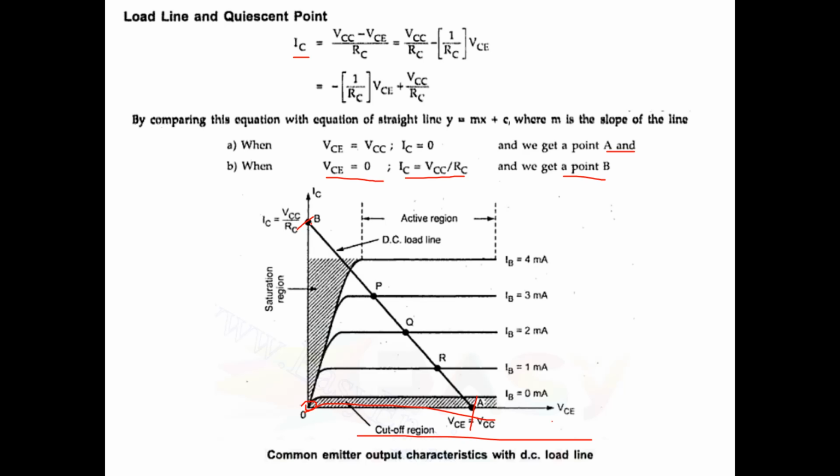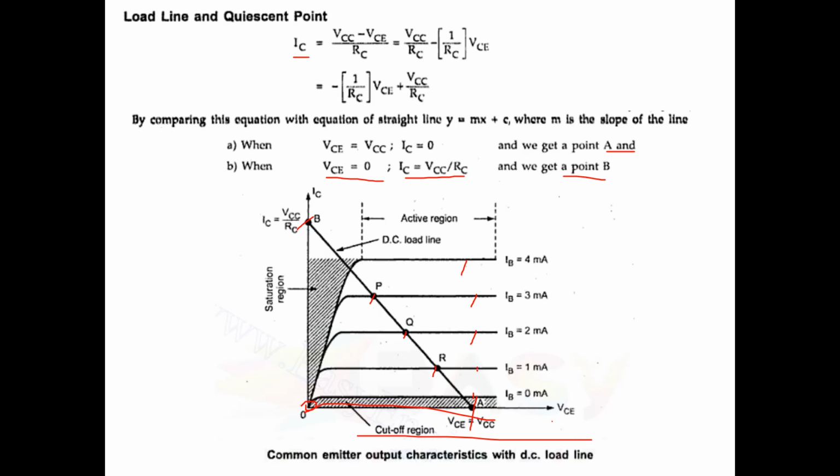It is equal to VCC by RC. When you draw the line between A and B, you can say that is the DC load line. You can understand the intersection points here: intersection point P, intersection point Q, intersection point R, which are intersected with the base current curves.